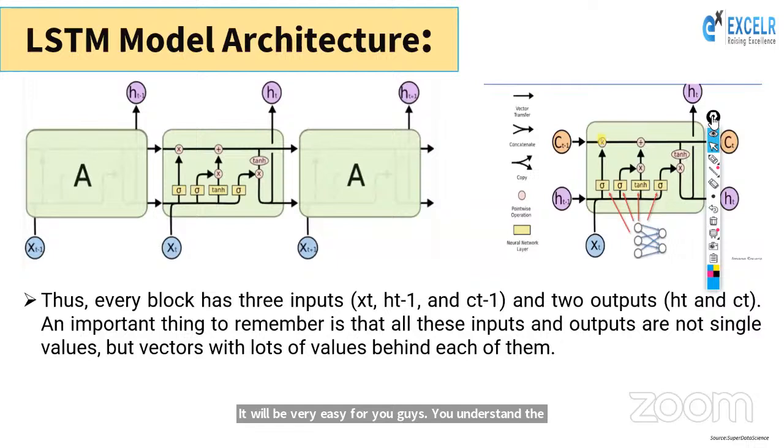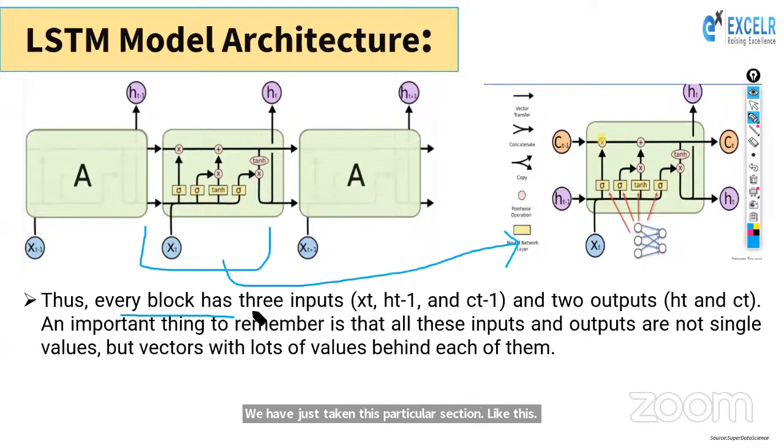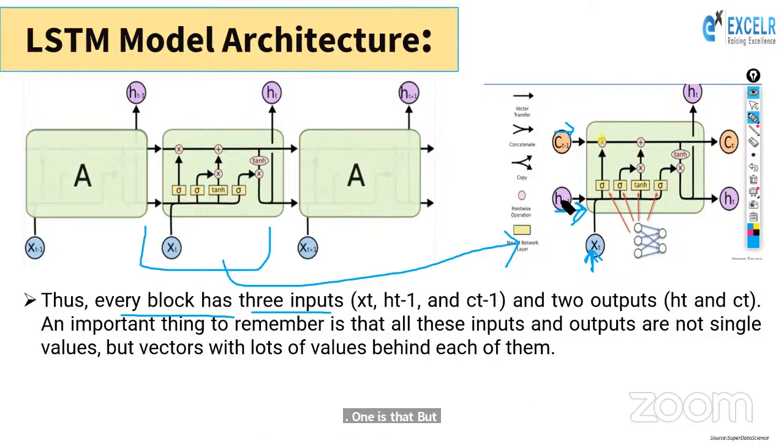Okay, cool. So this is what we have. We have just taken this particular section like this. And you can see, guys, every block has three inputs: x of t, h of t minus 1, and c of t minus 1. So x of t is the current input. h of t minus 1 is the previous hidden layer output. And c of t minus 1 is the cell state from the previous layer, right?